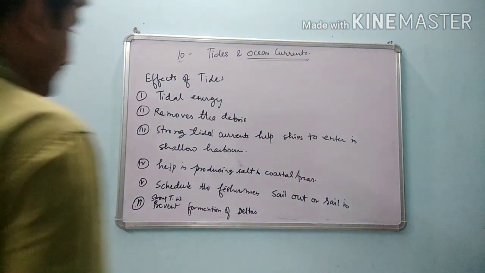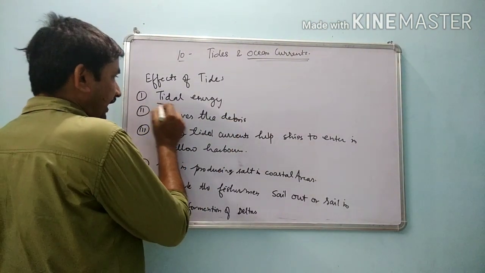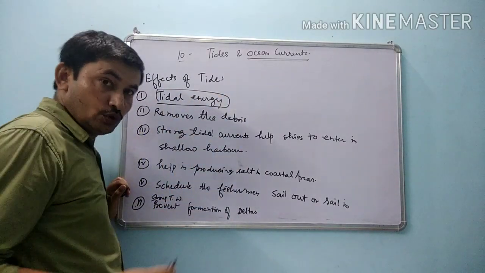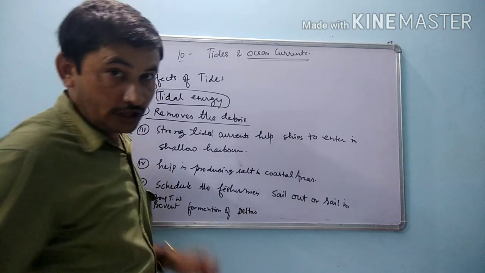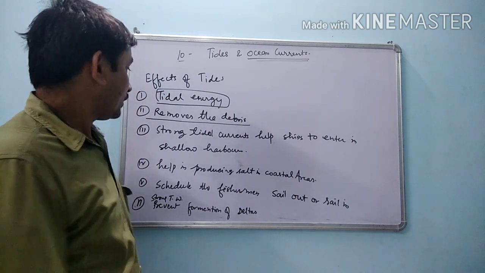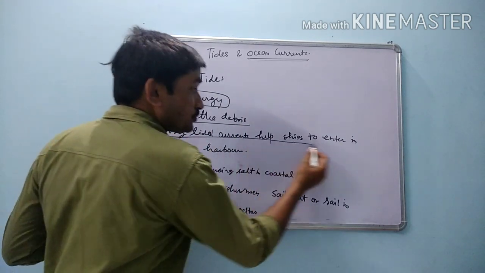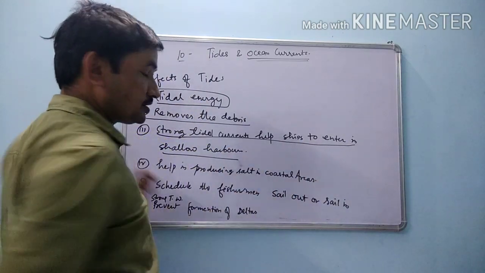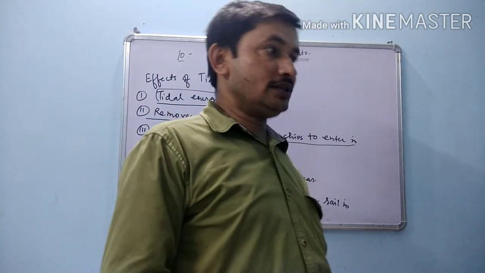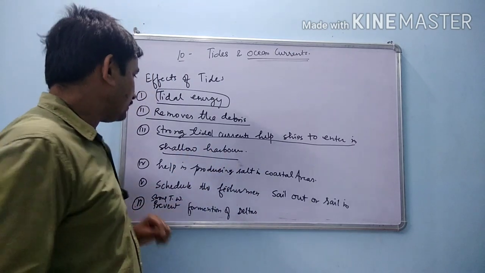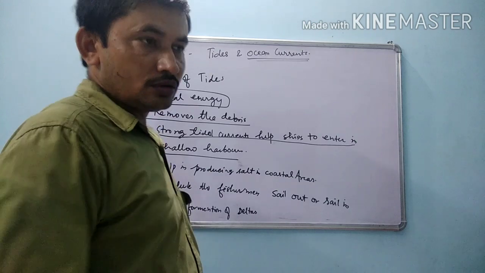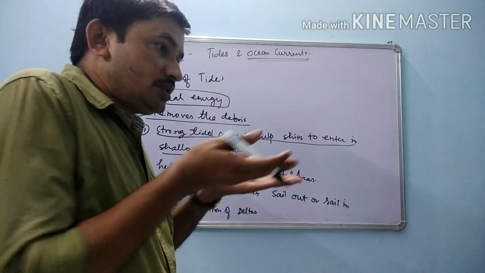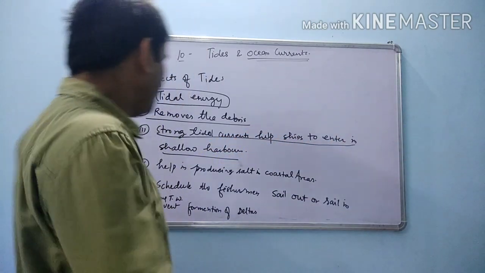Effects of tides. They help in the formation of tidal energy, which we can utilize very well. They remove debris from coastal areas or the seashore. Strong currents help ships enter shallow harbors. When ships are big and harbors are shallow, ships wait on the coast. When the high tide comes, ships can reach deep into the harbors.